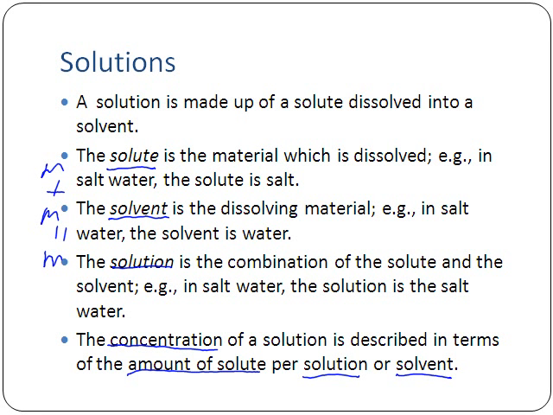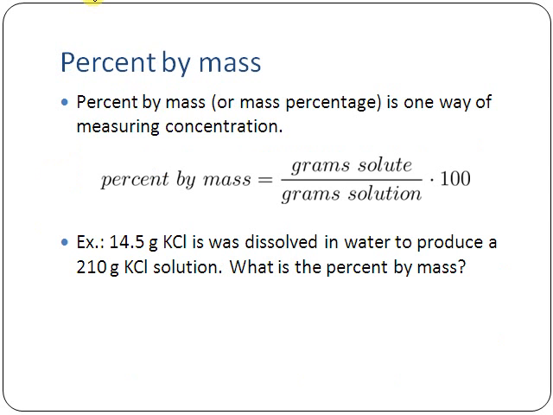The first one is probably the most commonly used in everyday life, and that is called percent by mass. So let's take a look at this. Percent by mass, or sometimes called the mass percentage, is one way of measuring concentration. And the equation is basically this: percent by mass is equal to the number of grams of solute divided by the number of grams of solution, and then times 100. We have that times 100 out there because this is a percent, and so we need to multiply by 100 to get into a percent form. So let's take a look at an example here.